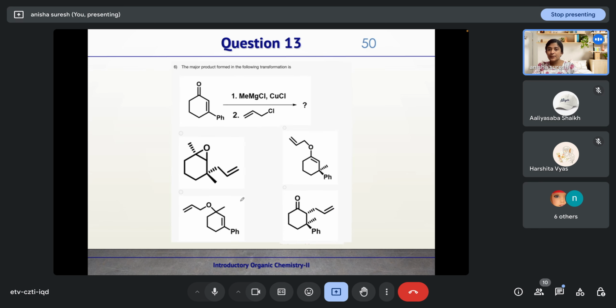Now coming to the next question. The major product formed in the following transformation is. Here the first step is like a 1,4 addition, because here we are forming methyl copper species. A transmetallation reaction will be taking place between magnesium and copper, and we will get methyl copper as the major species. So here first the 1,4 addition reaction will be taking place.